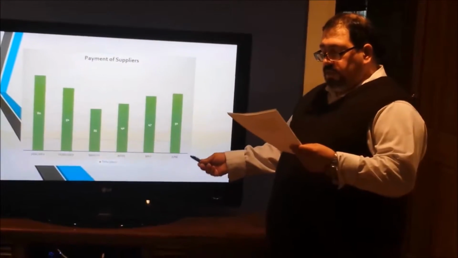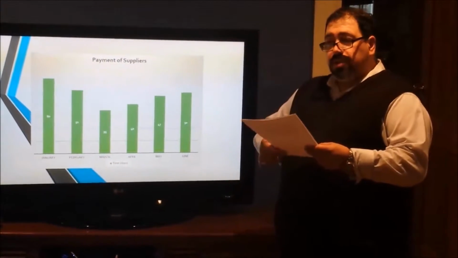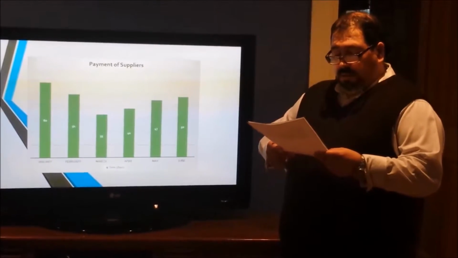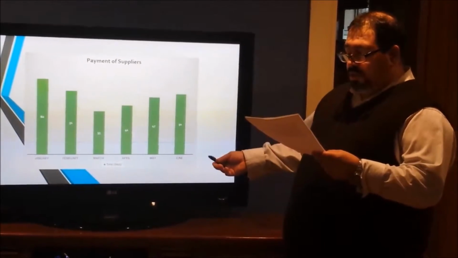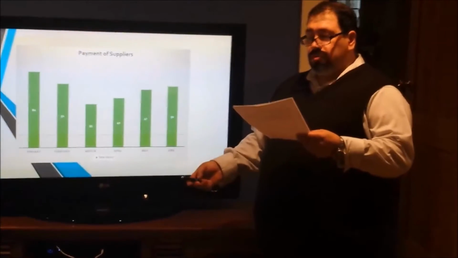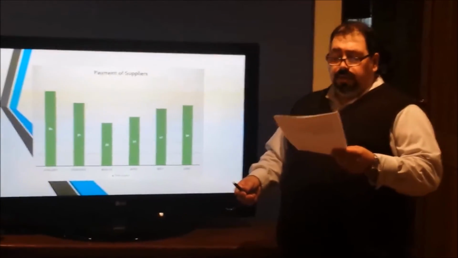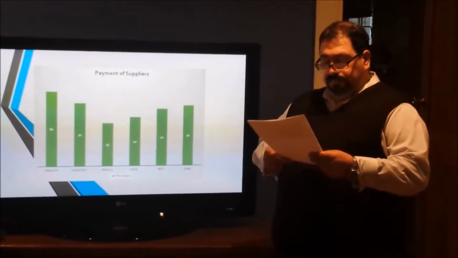As you can see in this graph, we are not meeting our legal and ethical responsibilities in paying our suppliers within a 30-day cycle and therefore fracturing our relationship with them. This also needs to be addressed with the finance department in our next meeting.